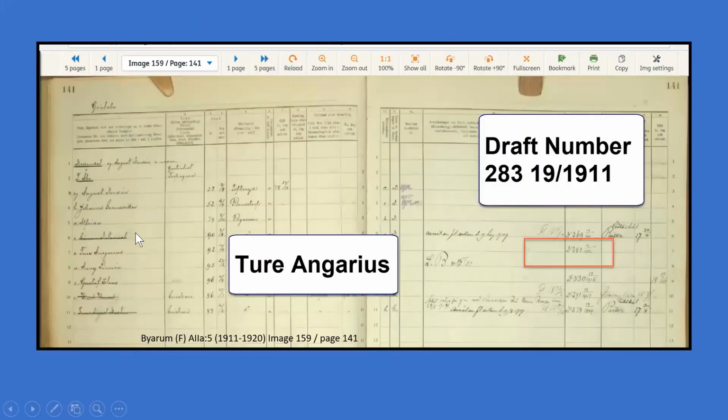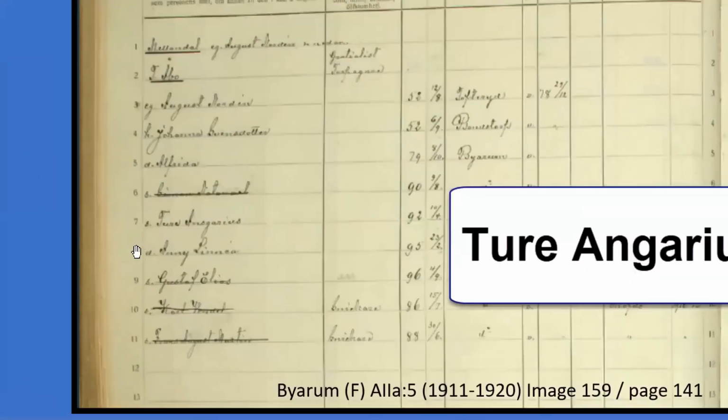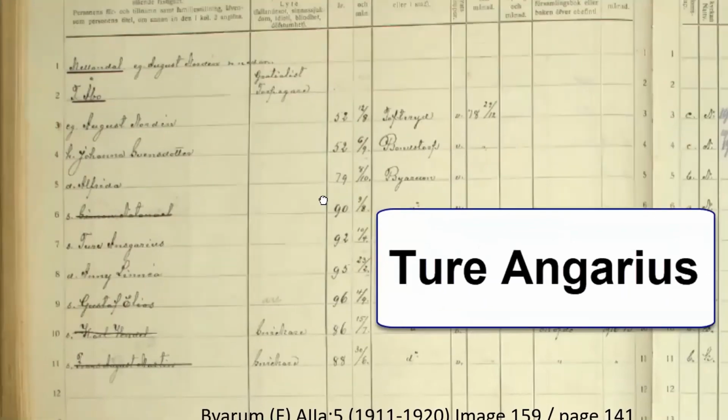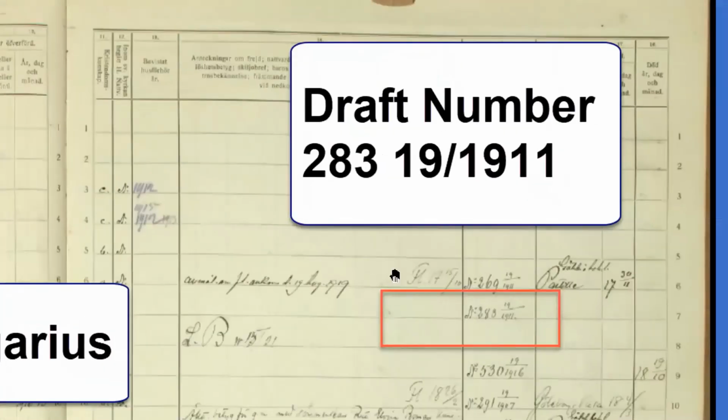So here's an example. This is for a Tur Ungarius. I'll blow it up a little bit here. It says he was born the 10th of April, 1892. And then over here, there's a column with a draft number. And you'll see this, his number is 283-19-1911. So he entered the service in 1911.